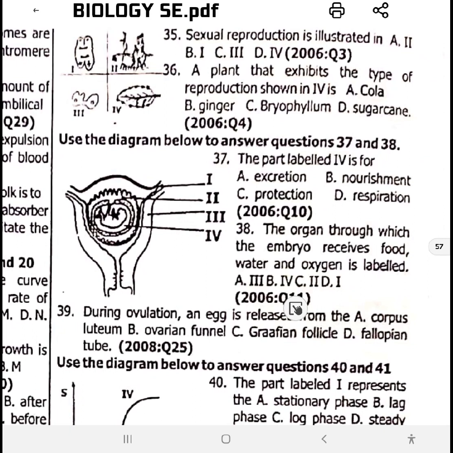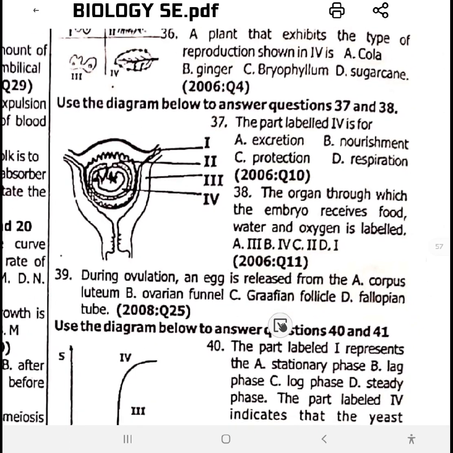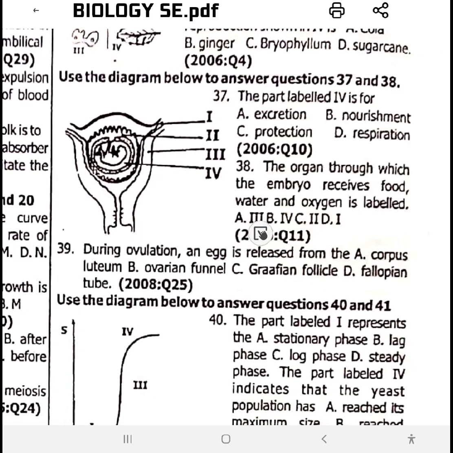So bryophyllum. 37: the part labeled IV is option C, is for protection. 38: the organ through which the embryo receives food, water, and oxygen is, here's the organ, IV, also called placenta. Do not forget. 38 is option C, 37 is also option C, which is the part labeled IV for protection, and it's also called the amniotic fluid, which helps to serve as a shock absorber for protection.